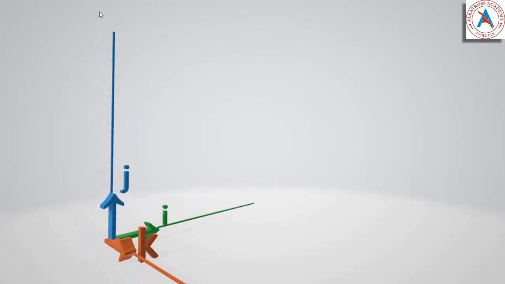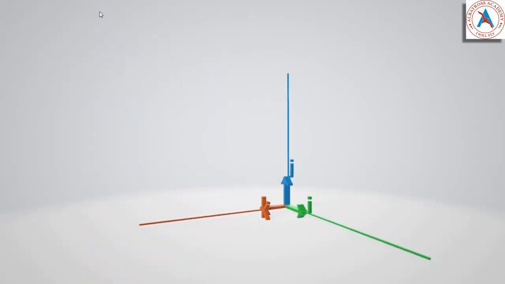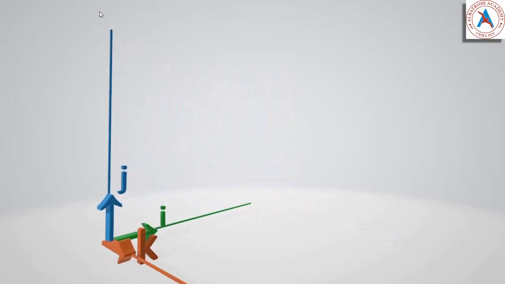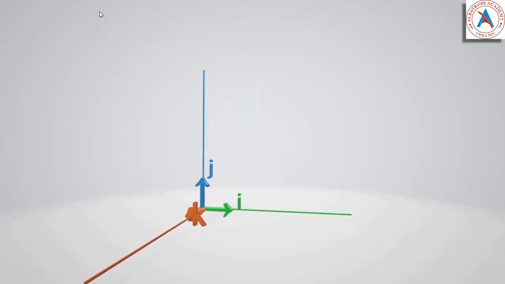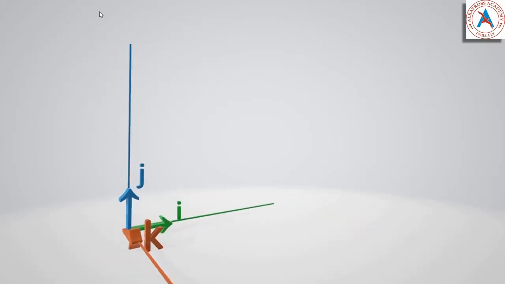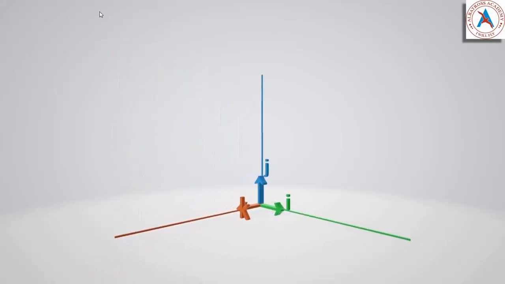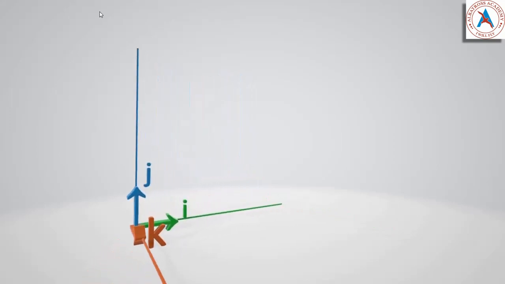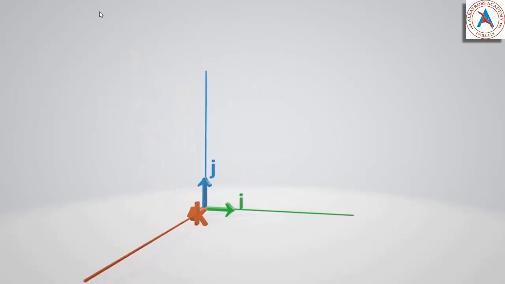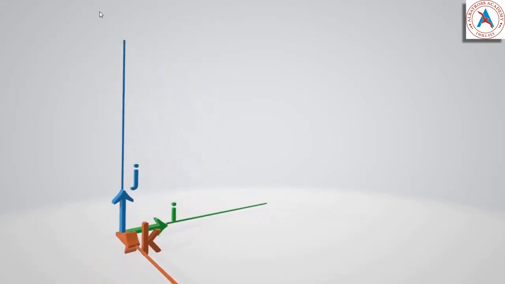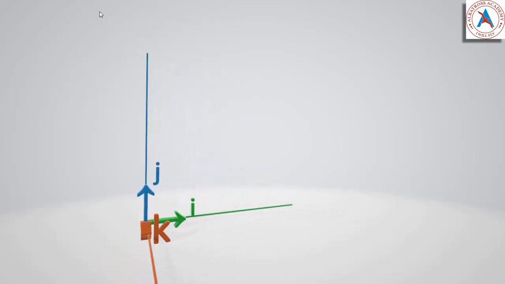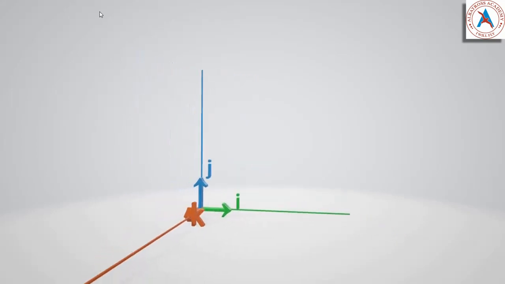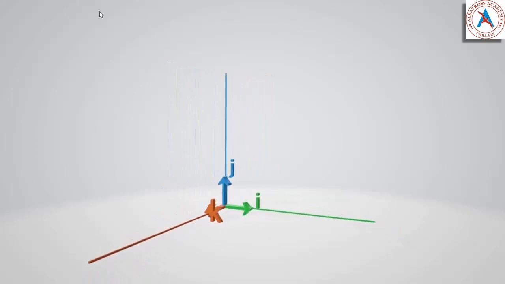Okay, now we are looking at the unit vectors that are used along the three axes. Here you can see that along the green colored x-axis, the unit vector is i cap. Along the blue colored y-axis, the unit vector is j cap. And along the orange colored z-axis, the unit vector is k cap. These are the three unit vectors used along the three axes. And using just three unit vectors and their multiples, we can create any vector in 3D space.